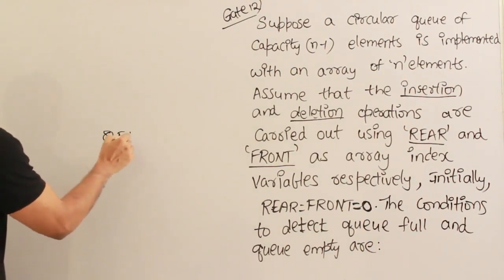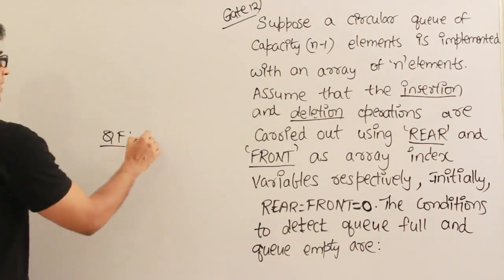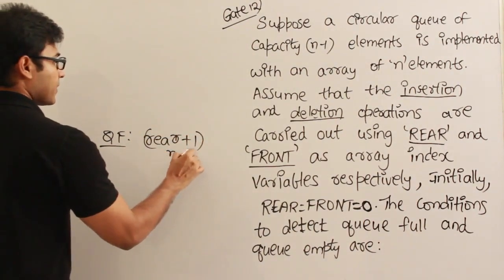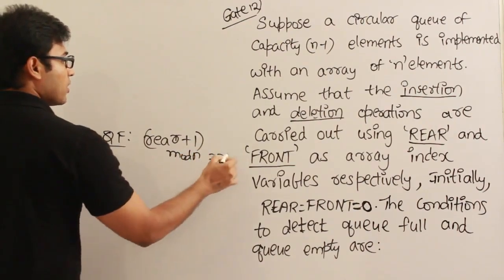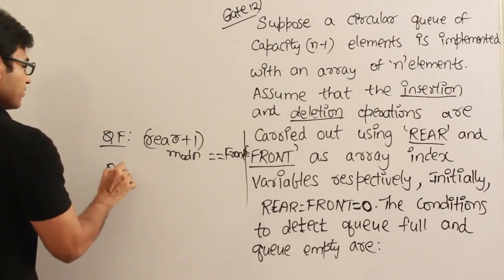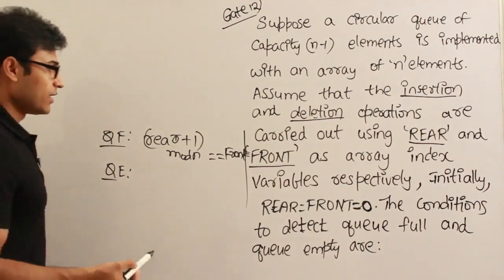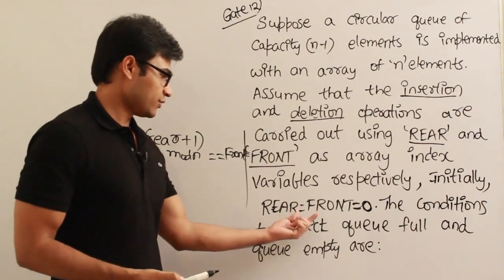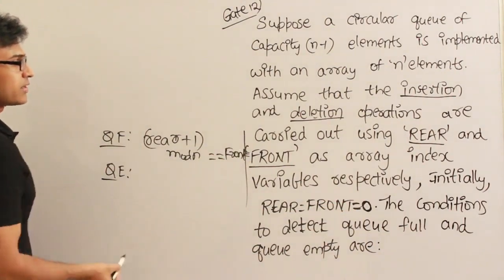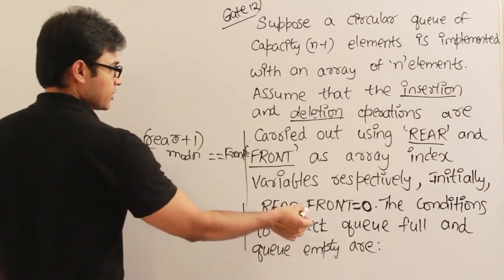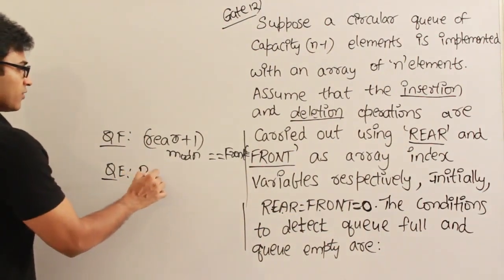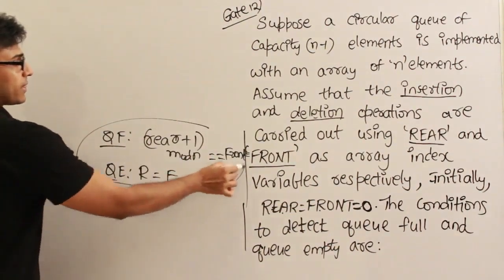So the queue is full means, whenever the queue is full, (rear plus 1) mod n should be equal to front, isn't it? And what about the queue is empty? Whenever the queue is empty, see, one more thing, initially the queue will be empty and they said that rear equal to front equal to 0, therefore you can easily guess it. So you need not even understand the concept. Even by this initial configuration you can guess the second one. How can you guess the queue is empty? Whenever rear equal to front. Got it? This is how you can solve it.